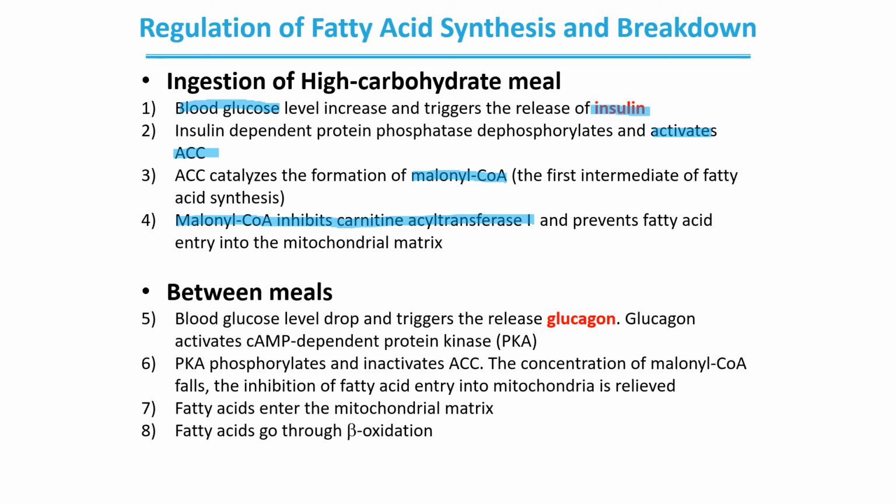The opposite effect is for glucagon. In between the meals, blood glucose levels will be lower than normal. Glucagon will be released, and through the PKA, it will inactivate the ACC enzyme. When this ACC is inactive, the malonyl-CoA concentration is going to fall, and it cannot stop the fatty acid entry into mitochondria. So fatty acids will enter mitochondria, and therefore beta oxidation will be increased.